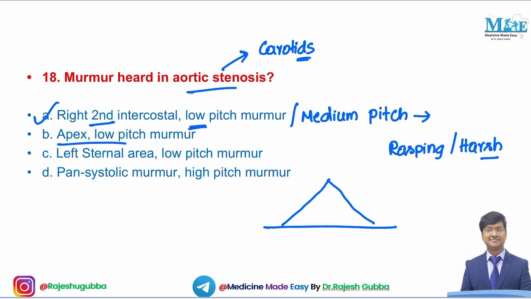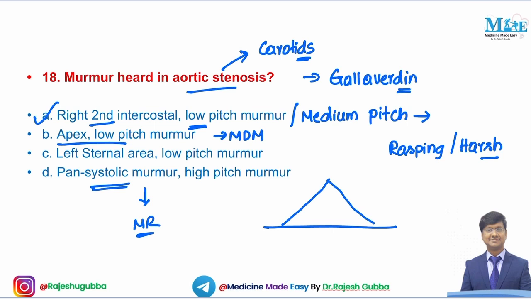So you take the mid-diastolic murmur of mitral stenosis: it is heard at the apex and it's a low-pitched murmur. And next is the pansystolic murmur, high pitched. That is in case of MR, you have a pansystolic murmur and that too high pitched. And in aortic stenosis, you also need to remember one important phenomenon called the Gallavardin phenomenon. The Gallavardin phenomenon is where the murmur of aortic stenosis radiates to the apex.